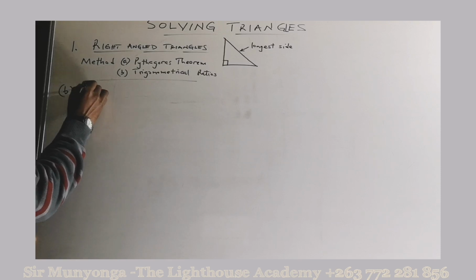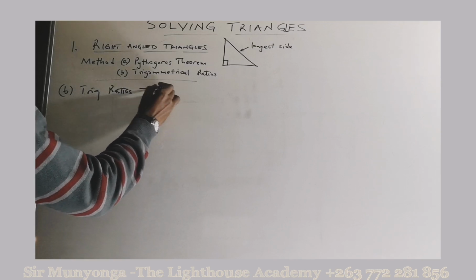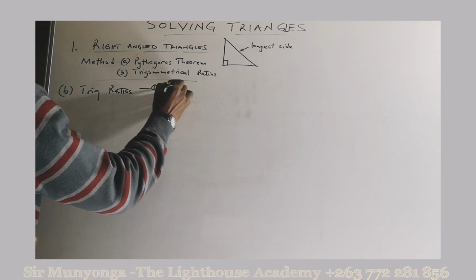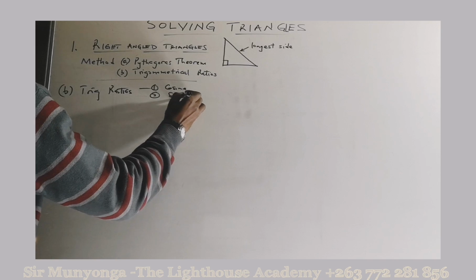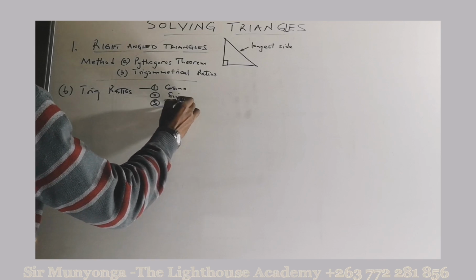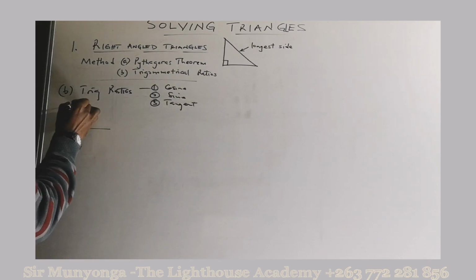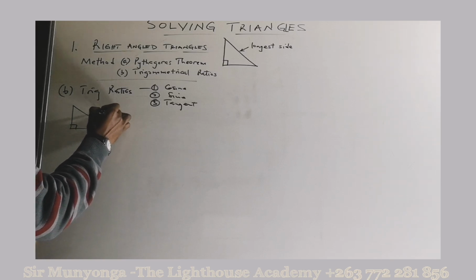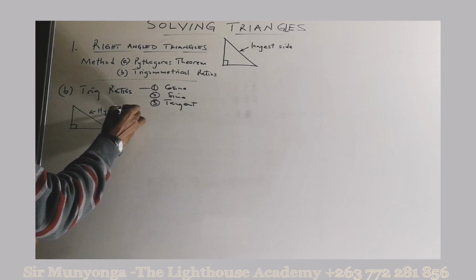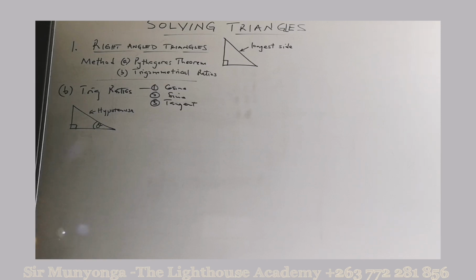What are we making reference to? Trig ratios. We have 3 trig ratios: the cosine, sine, and tangent. So in a right angle triangle, the longest side is called the hypotenuse. And let's say our angle in question, we mark it as theta.